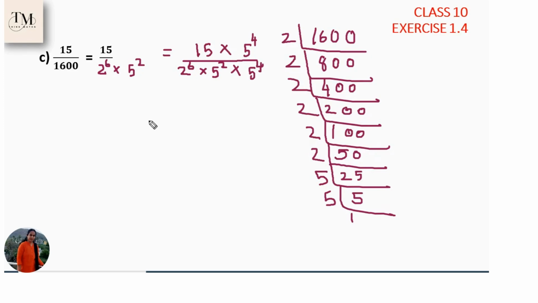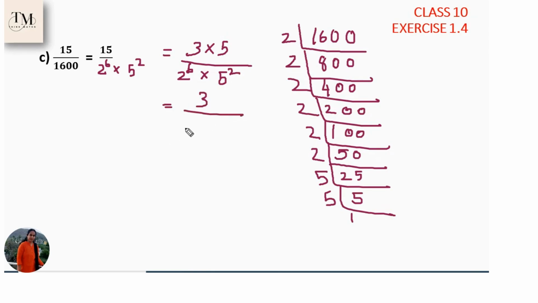So 15 divided by, before that we can cancel some values, right? Okay, just a minute. Before that, 15 can be written as 3 into 5, divided by 2 power 6 into 5 power 2. So one 5 will be cancelled here. So 3 divided by 2 power 6 into 5.